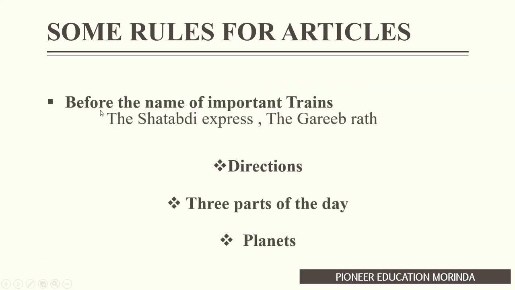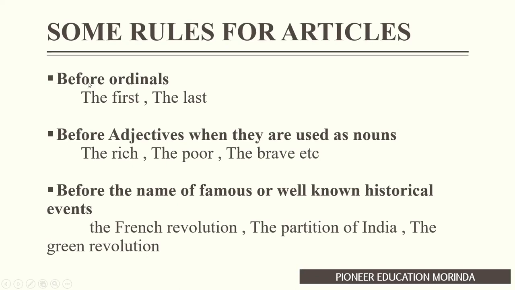Then we use it before the name of important trains like the Shatabdi Express, the Garib Rath. We use them with directions, 3 parts of the day, and planets. In the north, in the south, in the west, 3 parts of the day, in the morning, in the evening, in the afternoon, and planets, the Earth, the Mars. We use the before ordinals when we are going to order something like the first, the second, the third, the fourth, and the last.